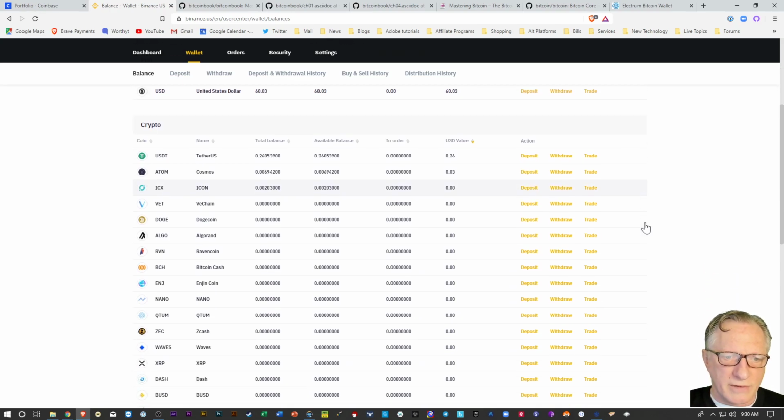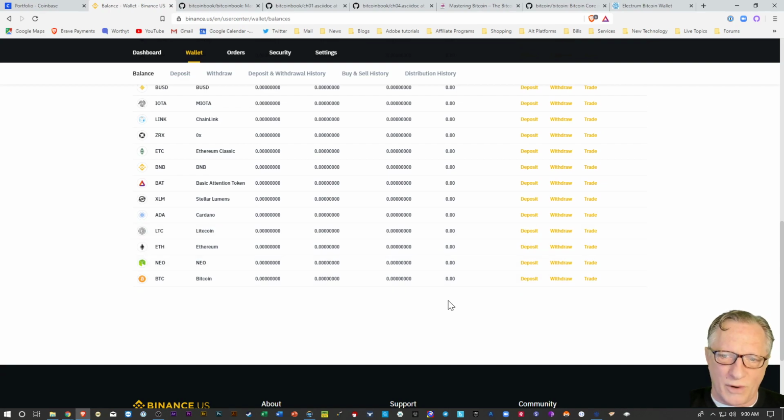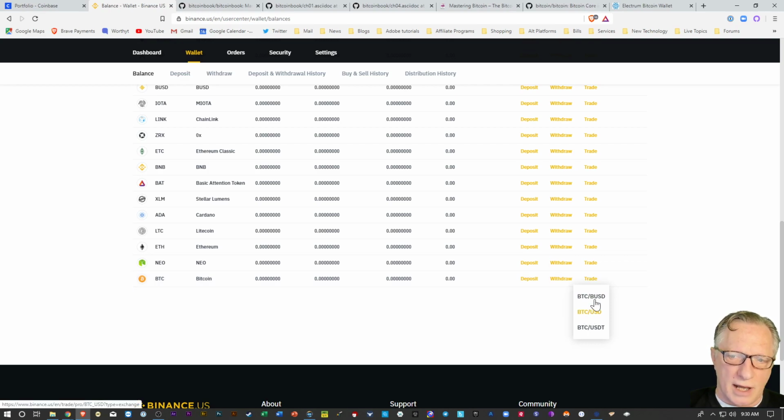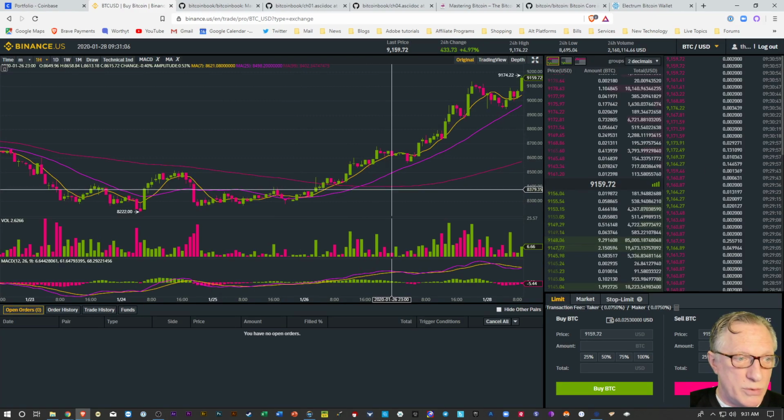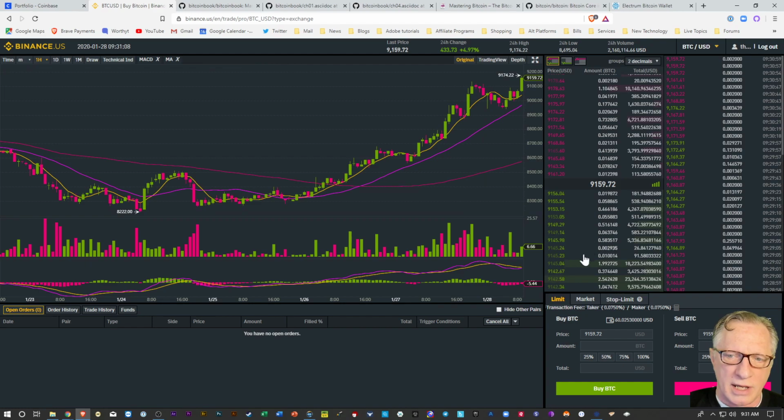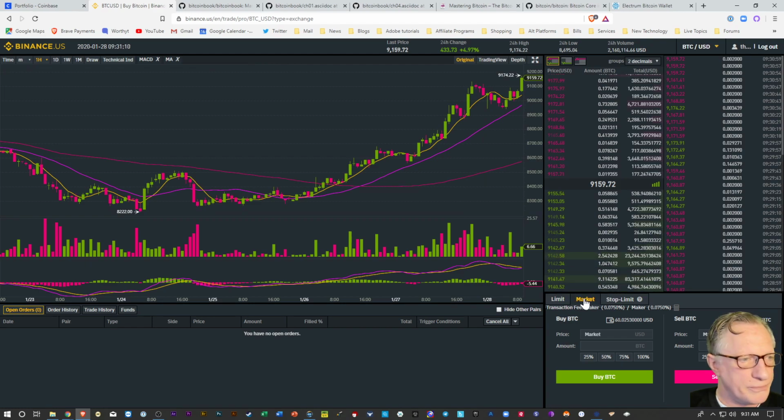So let's go down to Bitcoin. We're going to try and keep things focused on Bitcoin here. I'm going to hit trade, and I'm going to choose US dollars, right? They have some stable coins that you can use, but I'm just going to use US dollars because I have some US dollars in my account, right? So I'm going to go over here to market, right?